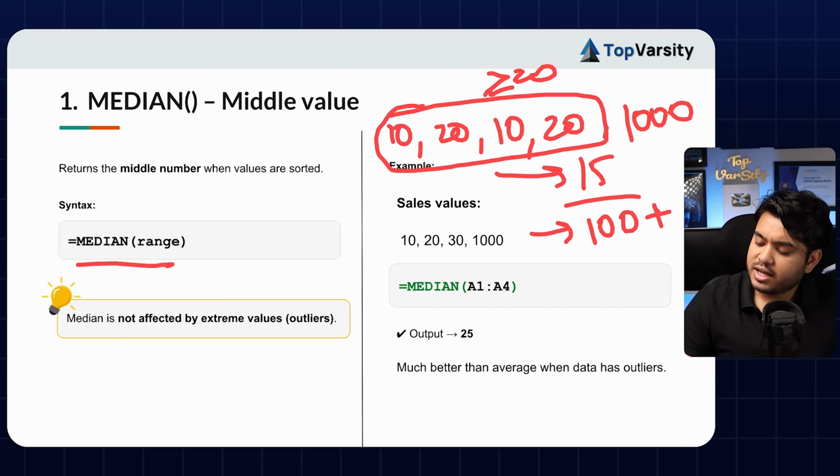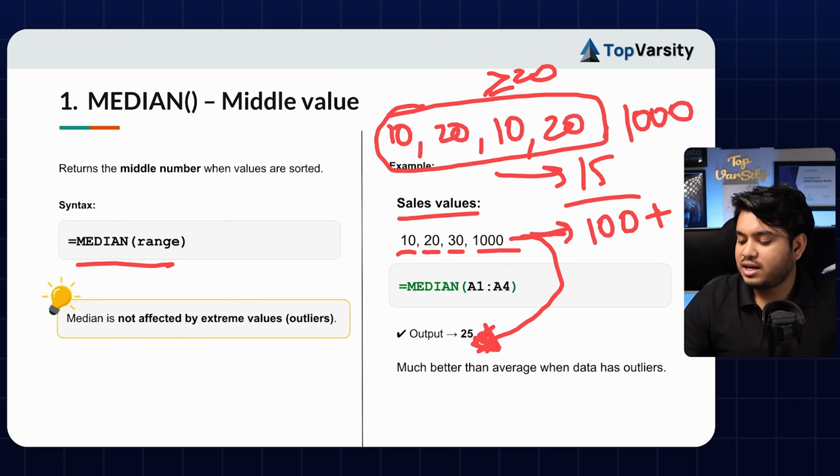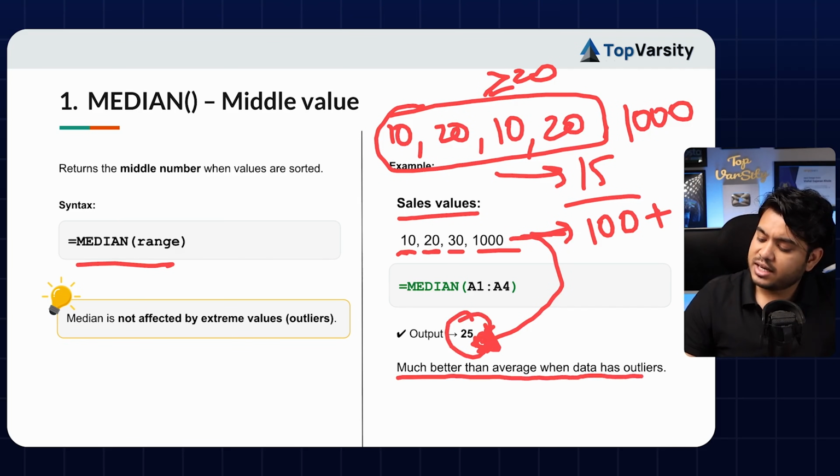So for the example, these are the values 10, 20, 30 and 1000. Now if you take the average, it will be more than 100. But if you take the median, then the answer will be 25. So you'll get to know that there are lots of values which are around 25. This is the median, which is much better than average when data has outliers. So this lecture will mostly be around outliers.